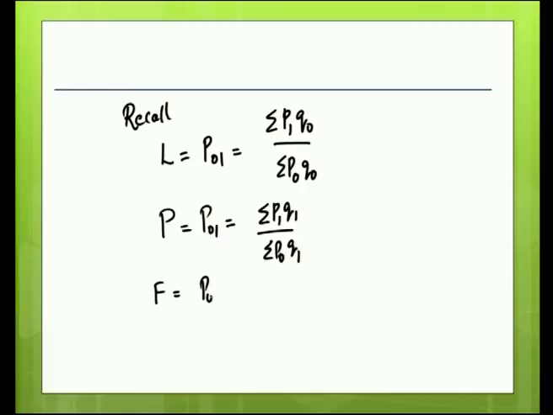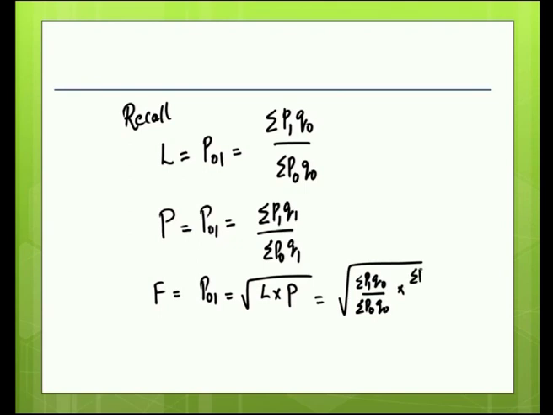In continuance with that, the third method is Fisher's ideal method, because among all the methods this method is ideal, therefore it is called Fisher's ideal method. So, it is F, and P01 is equal to root of L into P, which is equal to root of summation P1Q0 by summation P0Q0 into summation P1Q1 by summation P0Q1.